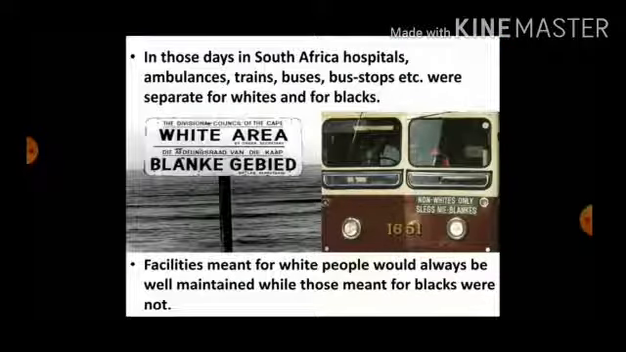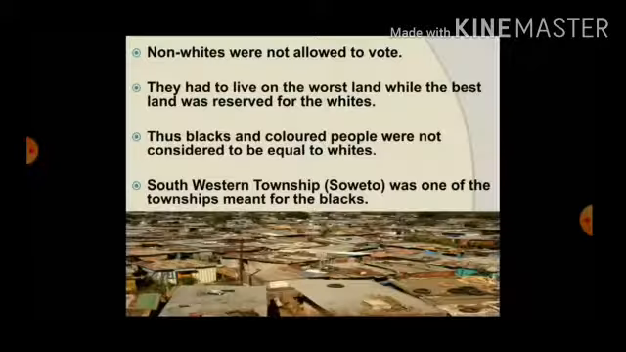In those days in South Africa, hospitals, ambulances, trains, buses, bus stops, etc. were separate for whites and for blacks. Facilities meant for white people would always be well maintained, while those meant for blacks were not. That means there was discrimination between the white and the black because of their color. Everything was different. Non-whites were not allowed to vote. They had to live on the worst land while the best land was reserved for the whites. Thus, blacks and colored people were not considered to be equal to whites.